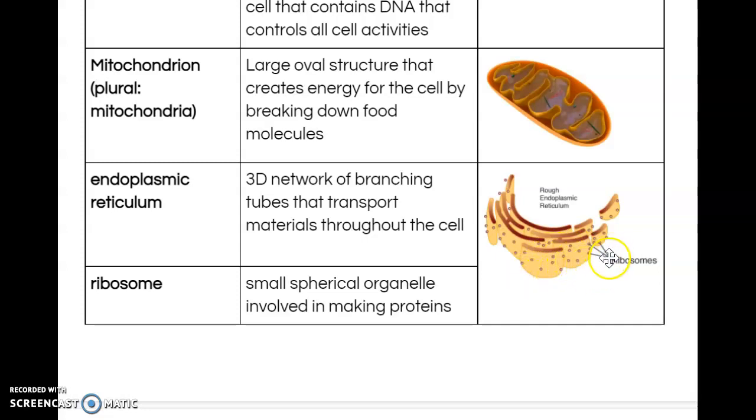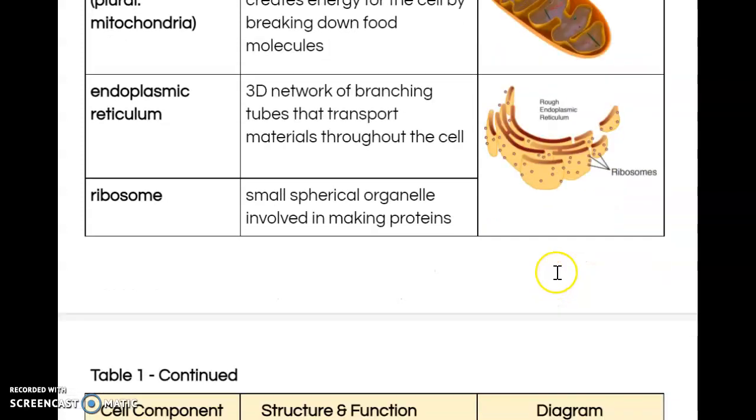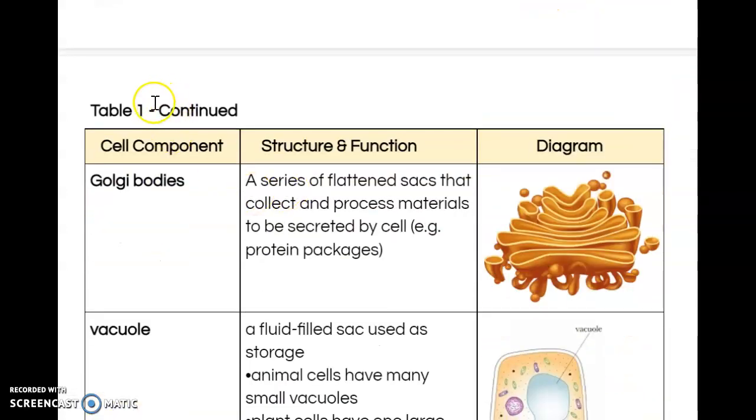And these free-floating ribosomes are just free ribosomes. And again, they do the same thing, and they are involved in making proteins. Okay. This is table one continued, so both in plant and animal cells continued.